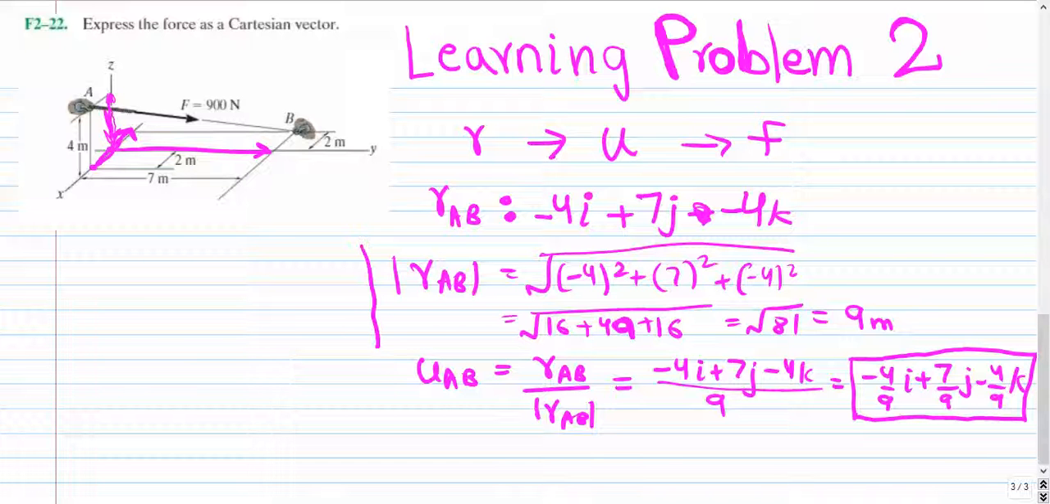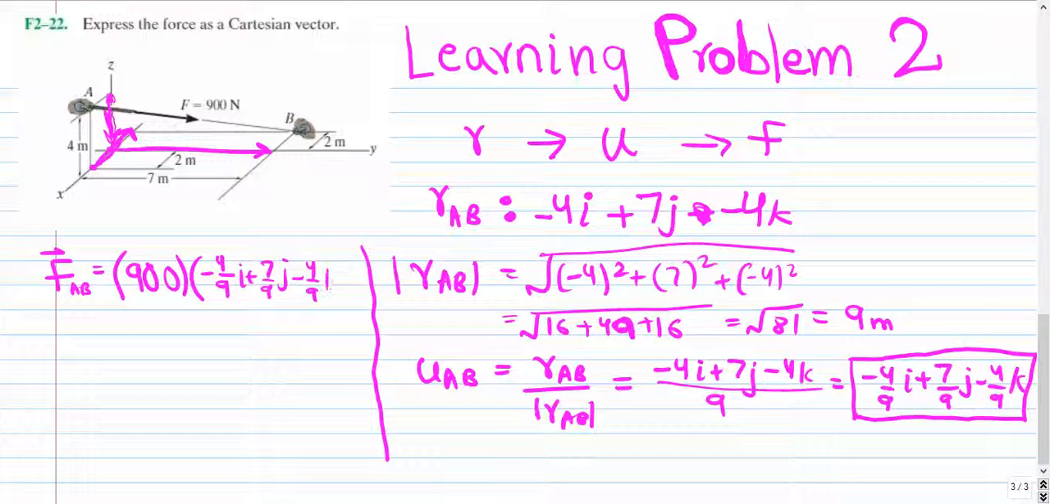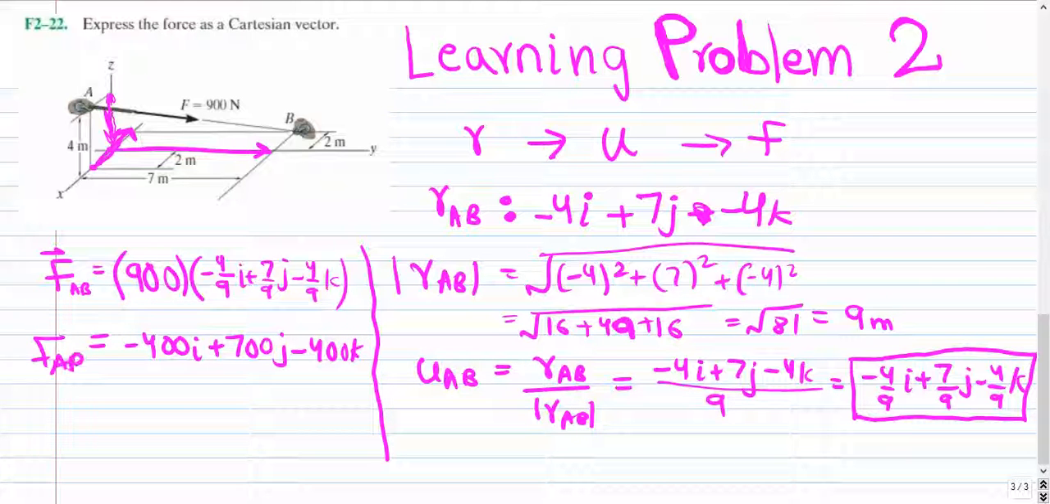Okay, let's move forward. Now that we have our unit vector, we can find the force vector by multiplying the magnitude of the force by the unit vector. So the magnitude of the force is 900. So the force vector AB is going to be 900 multiplied by the unit vector. And once we solve this, we get negative 400i plus 700j minus 400k. And this is our force vector from A to B.